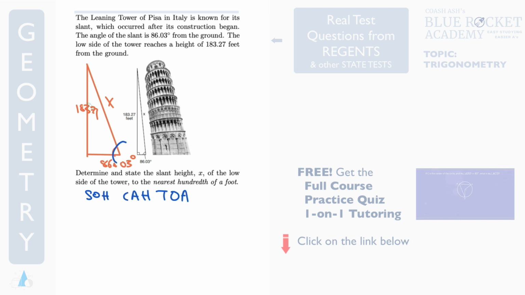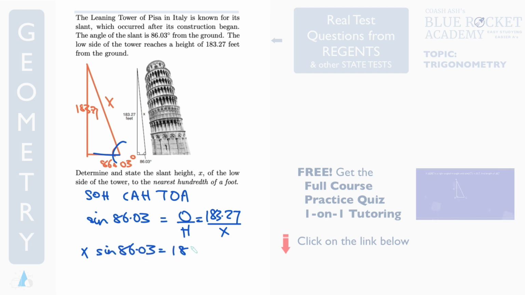What's the exact ratio you're going to use? You're given this angle, and you're given this side, which is the opposite because it never touches the angle. The ones that touch are the hypotenuse and the adjacent. So you're going to write down sine of 86.03 is equal to opposite over hypotenuse, right? What's the opposite here? It's 183.27 over x, and then you simply cross multiply. So x times sine 86.03 is equal to 183.27. Now how do you find x? You simply divide by sine 86.03, and then you can plug it in your calculator and you'll find the value of 183.71.